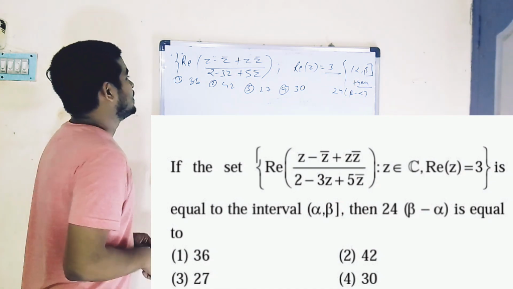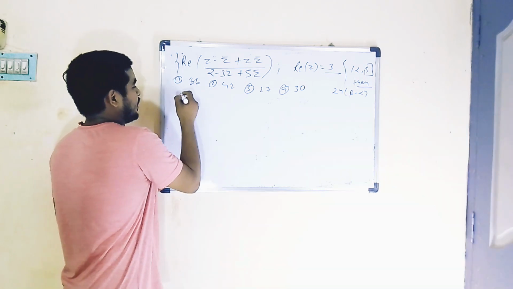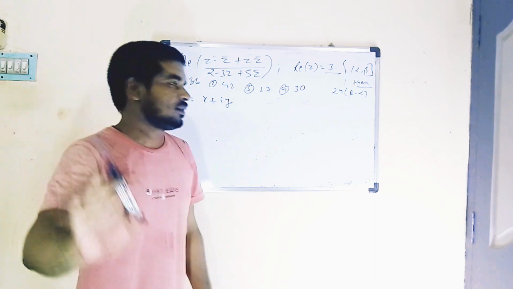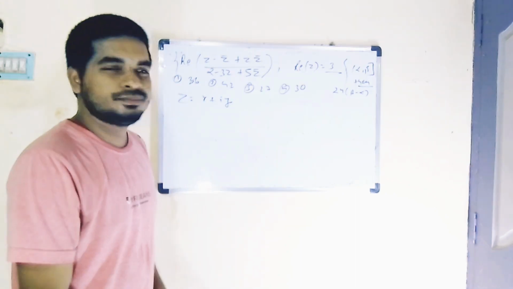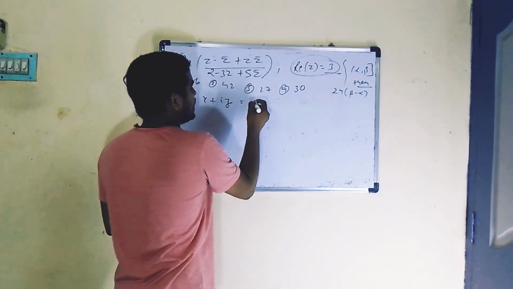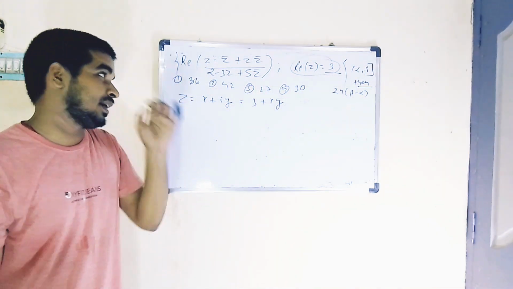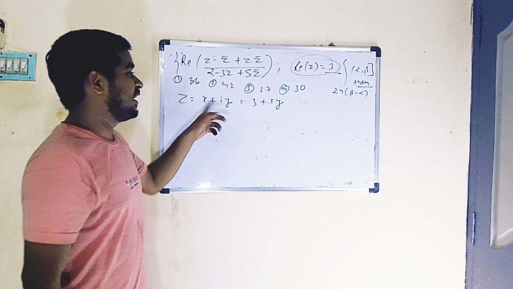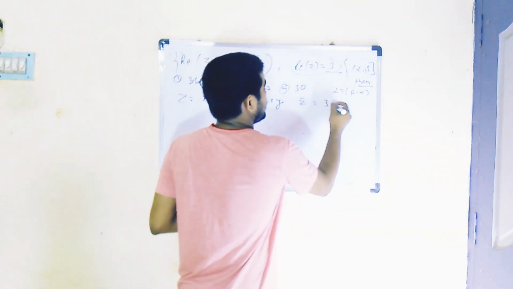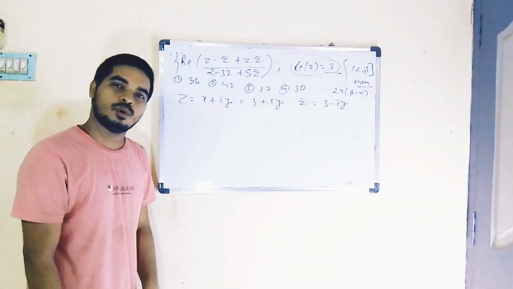Clear? Okay. So how to approach this question? Simply, z equals x plus iy. The real part of z is 3, given, so I can use this directly here. So z is 3 plus iy. If z is 3 plus iy, what is z complement? It is 3 minus iy.